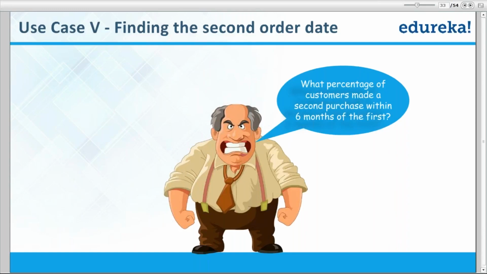Here, it's like I'm going to Amazon and I made a purchase once, and I would like to know what percentage of customers made a second purchase within the first 6 months. How would you do that, friends? Any ideas, suggestions? I'm just giving you a minute's time.